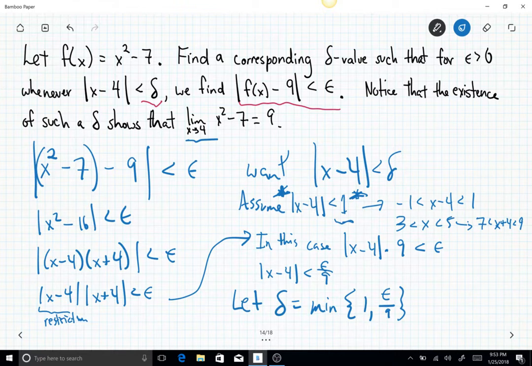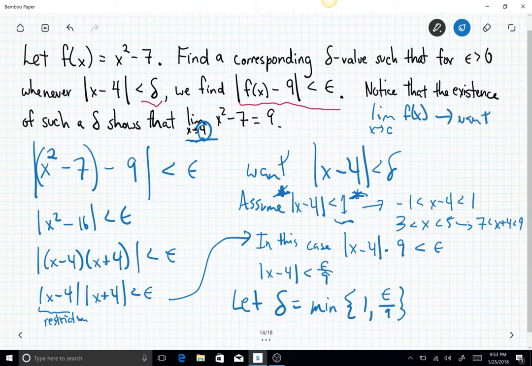And the way you can always determine where you're going, whatever the limit is, so this number here, let's say in general, if you have the limit as x approaches c of f of x, equal to L, you want the absolute value of x minus c to control the absolute value of f of x minus L. Okay?